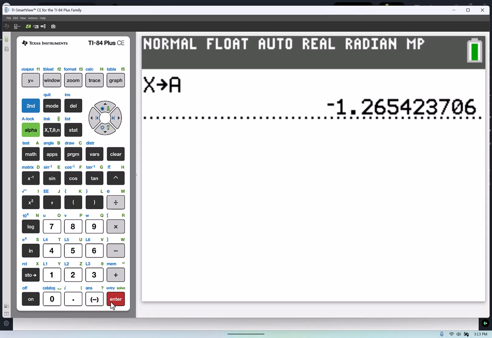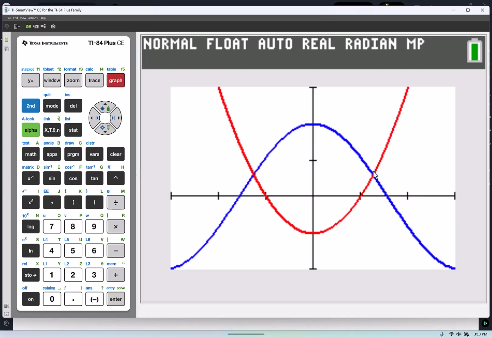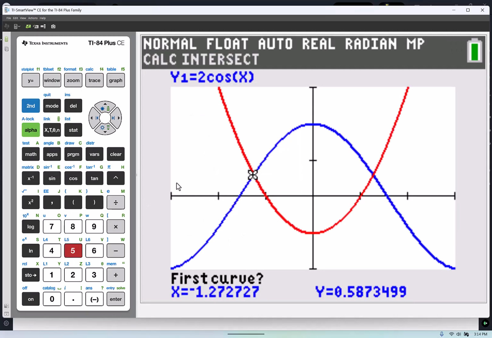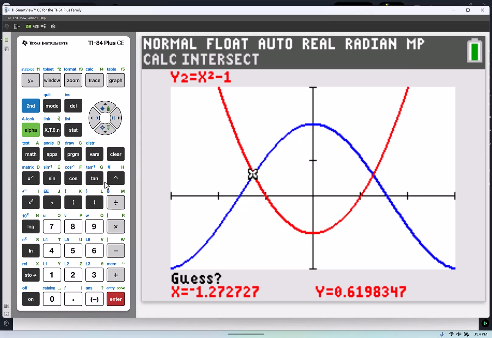Don't worry, we're going to do another. We're going to do it again. Check it out. The next one, the one way over here, I'm going to call that B. Second, calculate number 5 again. And then it says first curve, yes. Second curve, yes. You only have 2 curves. Yes. Scroll to the one you want. I want the one way over here. I'm going to push enter.